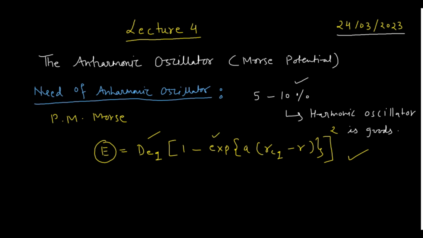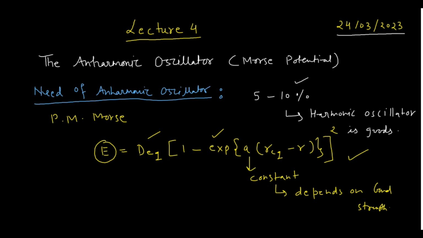E is the exponential form. Okay, that means e to the power something, right? And A is the constant. This A is basically the constant, and this constant depends on the bond strength, right? So this equation is very, very important.